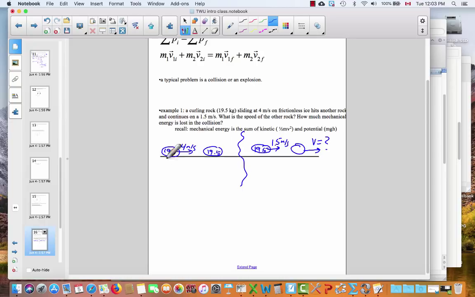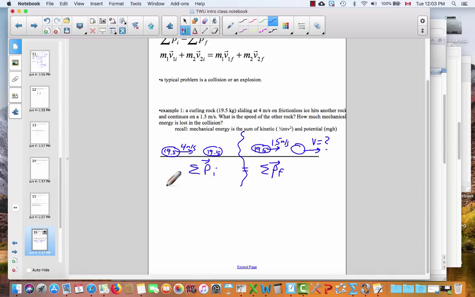Okay, so the total initial momentum will equal the total final momentum because this is a closed system, meaning the only forces from the outside world cancel each other out. Weight and normal force cancel each other out. So the only thing that's left is the collision force between the two objects, and that transfers momentum but doesn't allow any of it to be lost.